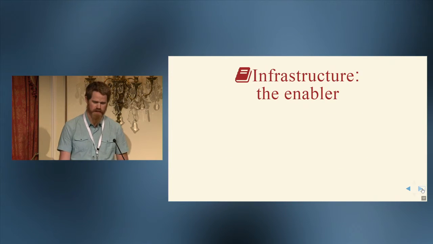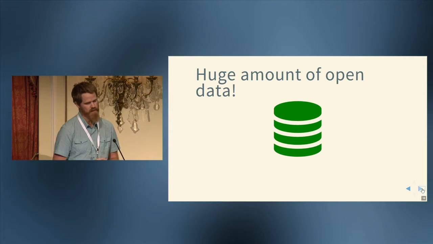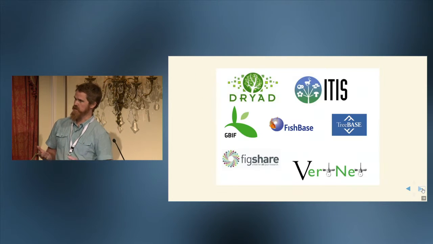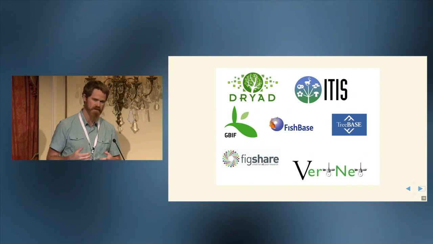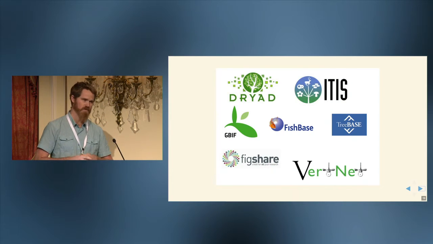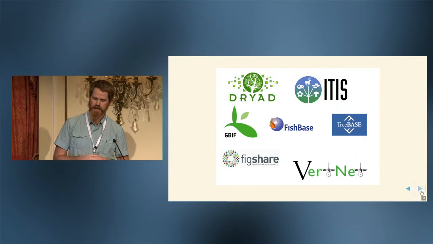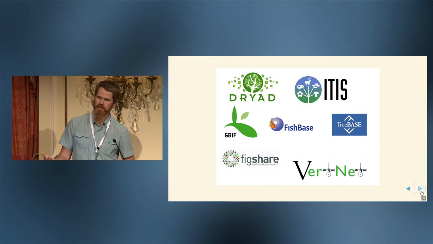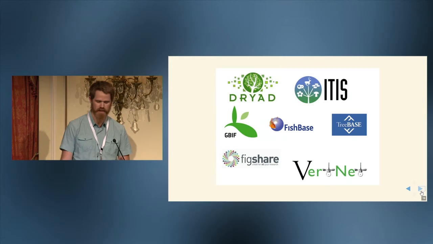So that's the stories, the use cases. So now to what infrastructure enables. There's a huge amount of open data, right? We're all aware of this, that it's increasing all the time. And these are a few of the examples that are out on the web that we personally work with. There's Dryad and Figshare for supplements to journal articles. GBIF is the Global Biodiversity Information Facility, and they're the biggest player in species occurrence data, so records from field studies and museum records. There's FishBase, which is probably one of the bigger repositories of fish occurrence data and life history data, taxonomic data. TreeBase for phylogenies, ITIS is a taxonomic database.